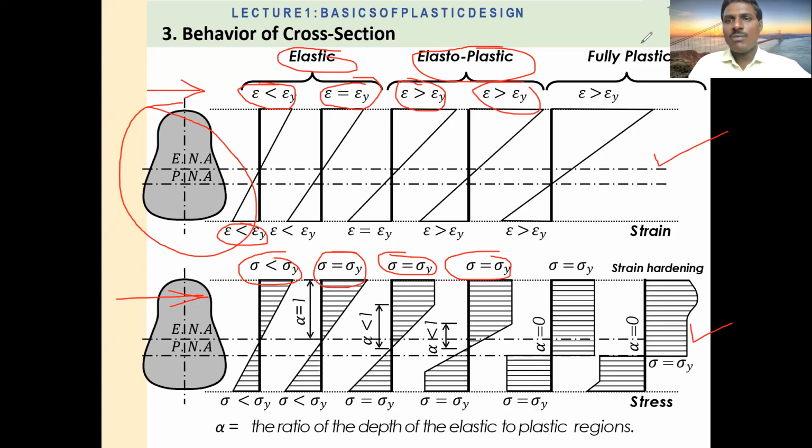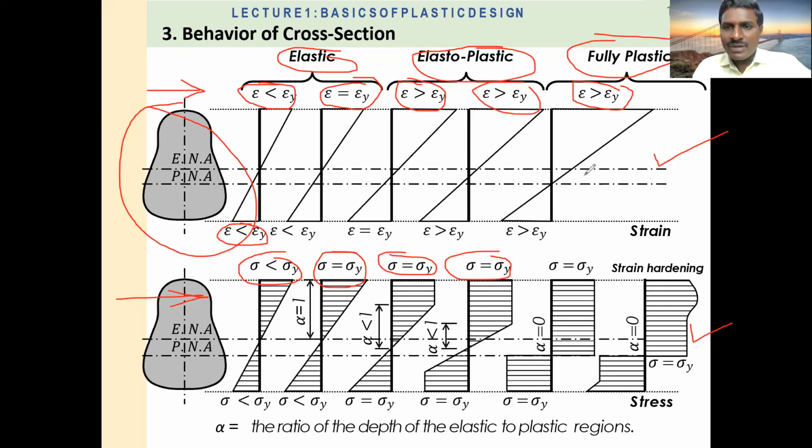Again you can see it. Now fully plastic. The elastic property of the member is over, and strain hardening begins. At that time, again strain increases more than the yield strain, and this is the behavior.